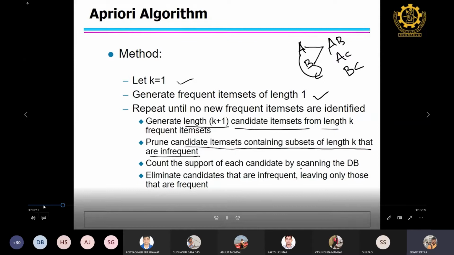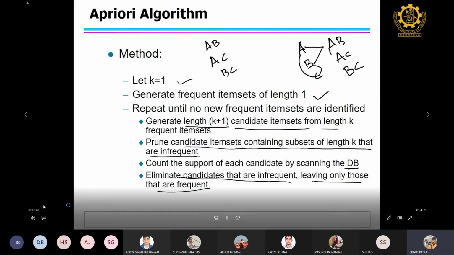Then what we have to do? Count the support of each candidate by scanning the DB. So how to find the infrequent item sets and eliminate the candidates that are infrequent. For the next stage, we are eliminating the infrequent items, leaving only the frequent item sets. So for this example, let's say there is no infrequent item set. So now we have the item sets AB, AC and BC.